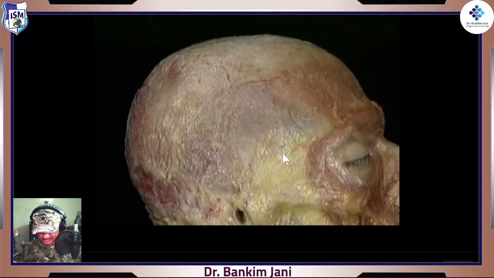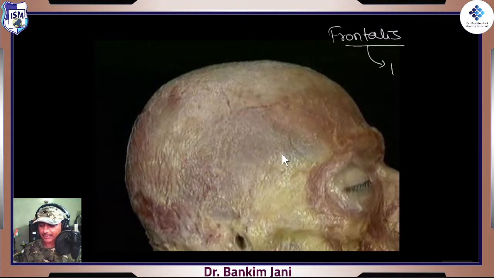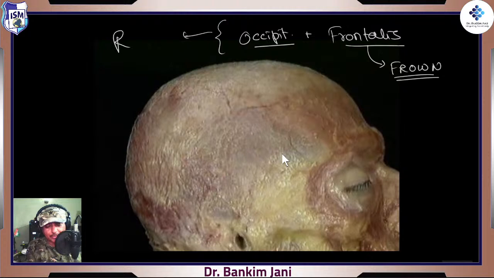Now, same image. So that's the function, how the frontalis and occipitalis really work, to raise this impression. This impression is also called frowning. So when only frontalis works, what it does is frowning. And when frontalis works with occipitalis, then it raises the eyebrow.